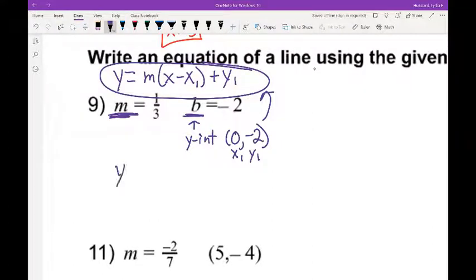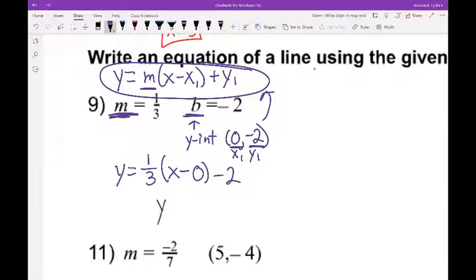And then we can plug this information into the equation. So we would say y equals 1/3, which I plugged in for m, times (x minus x1, which is 0), plus y1, which is -2. So we're not going to write plus and -2. We're just going to write -2. Because hopefully we know that plus a -2 is the same thing as just -2. And so this would be our answer.